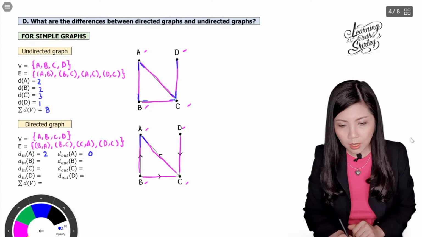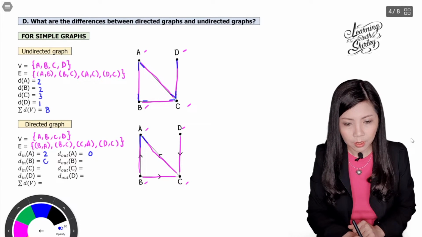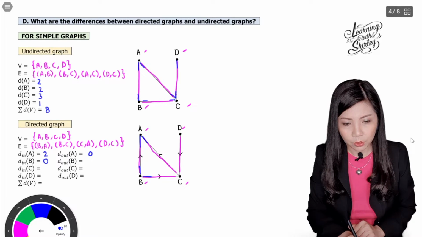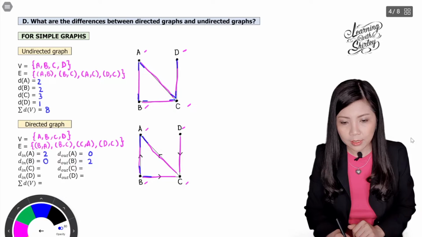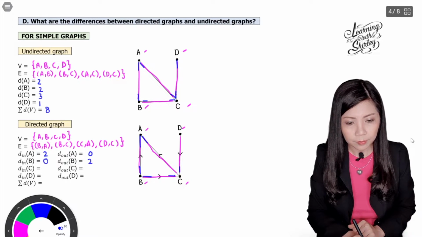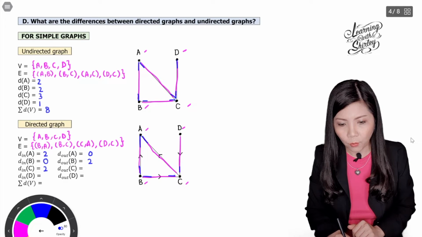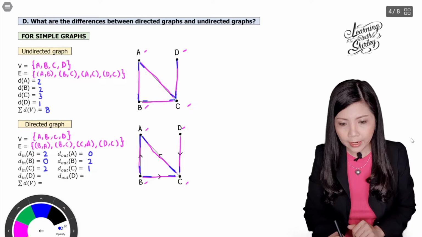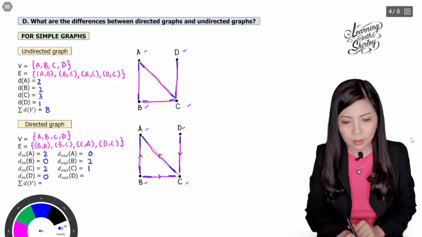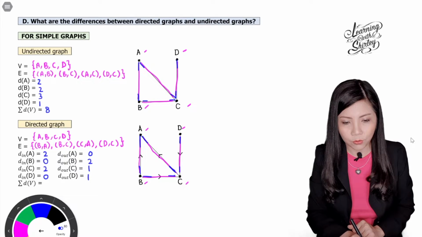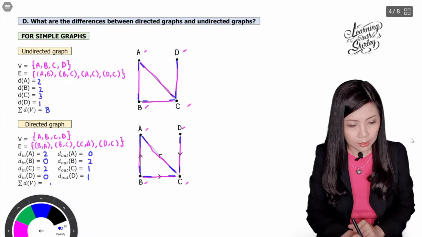Then D in B, also 0. D out B, we have 1 and 2, so we have 2 here. D in C, we have 1 and 2. D out C, we have 1 here. So 1. D in D, 0. D out D, we have 1. Okay, so the sum of everything, 2, 4, 6, 8. The answer is 8.